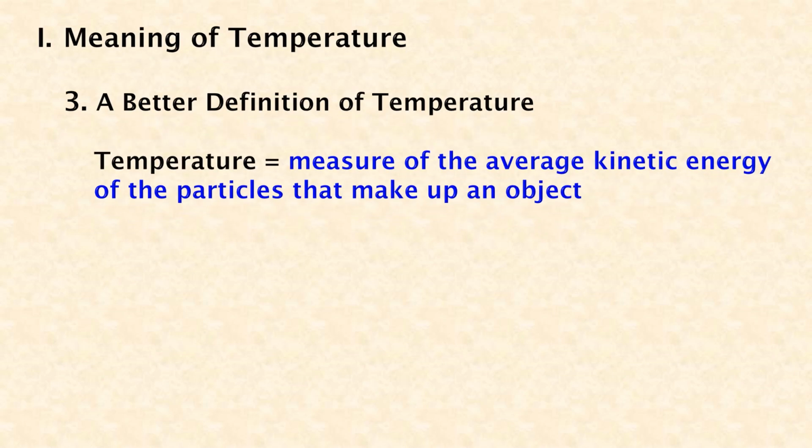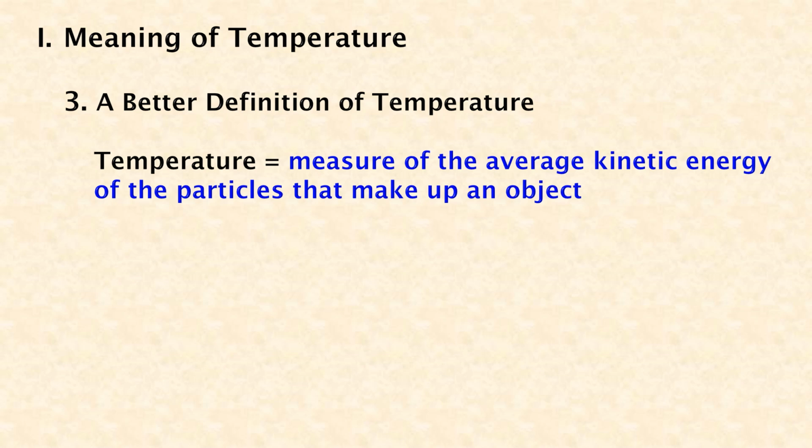Now that we're equipped with a basic understanding of kinetic molecular theory, this idea that all matter consists of tiny particles that are in constant motion, we can now return to this idea of temperature and explain what temperature really means on a microscopic level. So a better definition of temperature goes like this. We define temperature to be a measure of the average kinetic energy of the particles that make up an object. And in layman's terms, we're really saying that temperature measures how fast the molecules are moving on average.